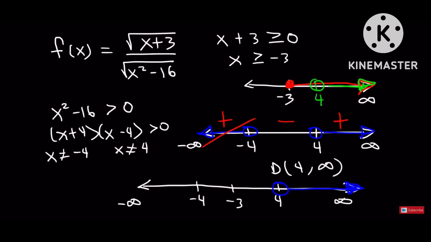So if you have two square root functions in a fraction, you need to make two number lines separately and find a region of intersection where it's true for both number lines. And so in this example, that's from 4 to infinity. And so that's how you do it. So now you know how to find the domain of a function, such as linear functions, polynomial functions, rational functions, and also square root functions.